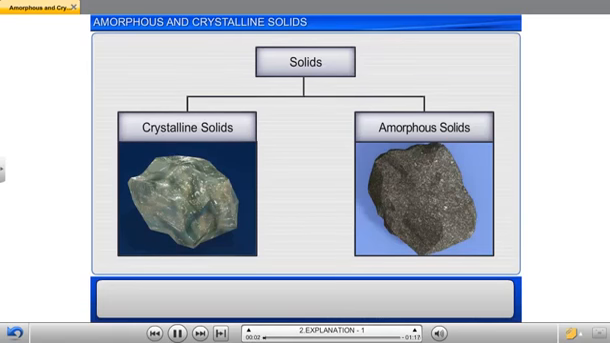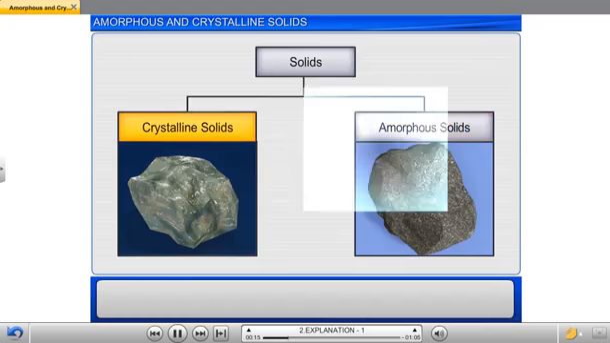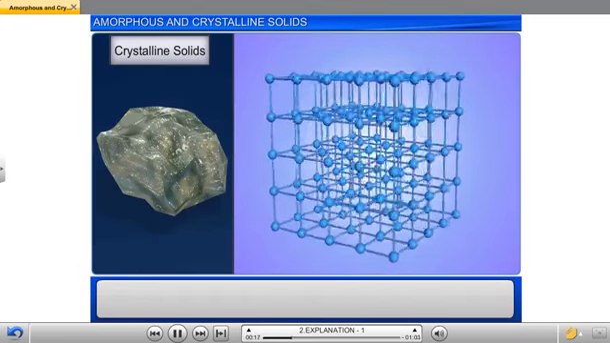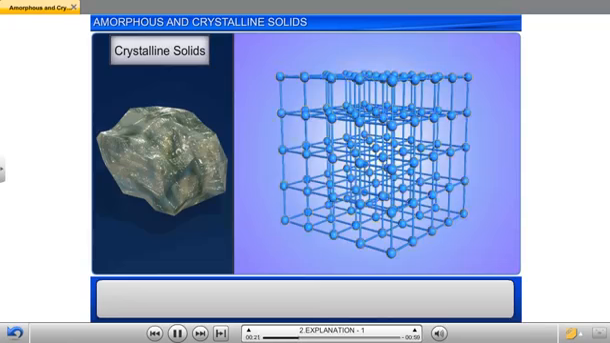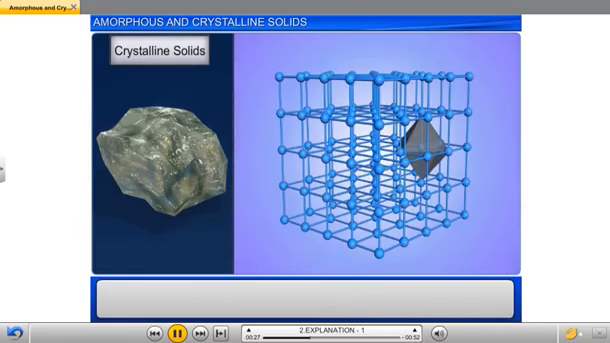Based on the arrangement of its constituents, solids are broadly classified into two categories. They are crystalline solids and amorphous solids. Crystalline solids have an orderly arrangement of their constituent particles, such as atoms, ions, or molecules, in 3 dimensions. They are arranged in an orderly manner to give a definite geometry to the crystal.